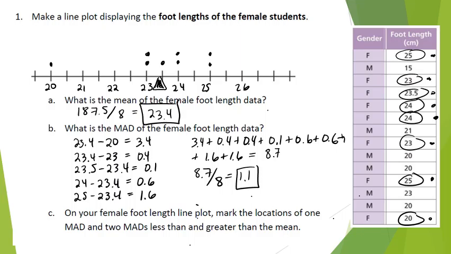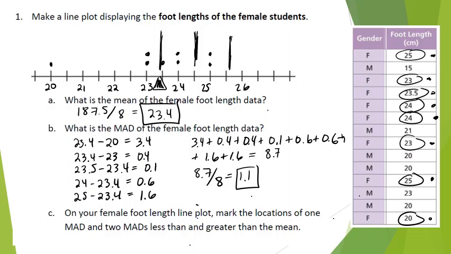Now I'm going to mark the location of one MAD and two MADs less than and greater than the mean. So I'm looking at 23, where my mean is 23 4/10. If I add 1 1/10, I'm going to get to 24 5/10. So 24 1/2. So that's going to be right here. So again, this is my mean. This is one MAD above. And then if I took 24 1/2 and I added another 1 1/10, I would get to 25 6/10. So I'm going to mark that here as well. And so now I've gone two MADs above the mean.